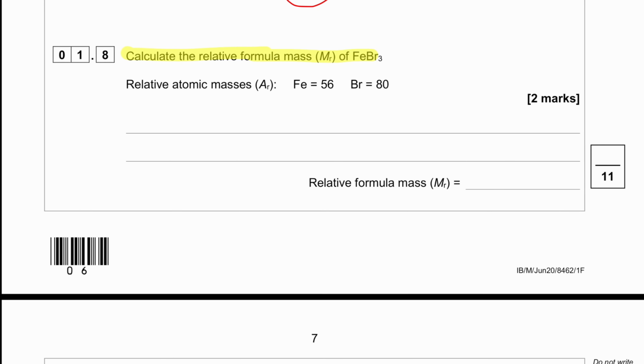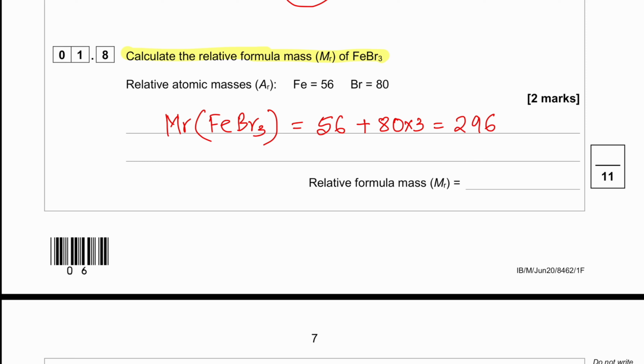Calculate the relative formula mass Mr of FeBr3. To calculate the relative formula mass Mr, we're going to write it like this: Mr FeBr3. Fe is 56, bromine is 80 times 3, so the total will be 296.